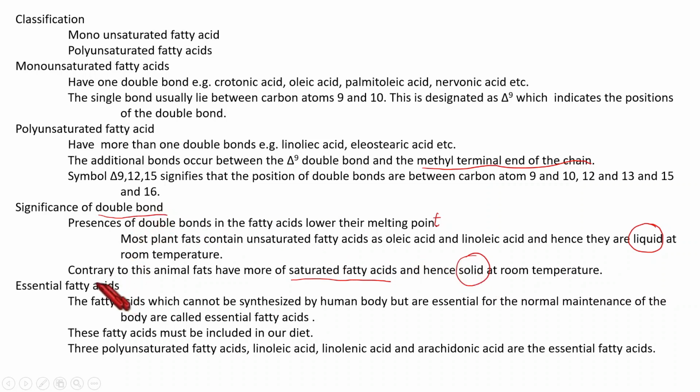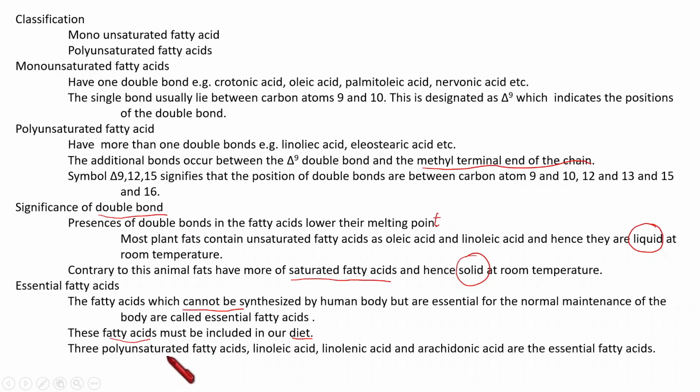Then two more terms we need to understand: what are essential fatty acids and what are non-essential fatty acids. Essential fatty acids are those fatty acids that cannot be synthesized by the human body. If the human body cannot synthesize them, what's the only other option? We need to supplement them through the diet. For the normal maintenance of the body, our food should include such types of fatty acids. So those are essential fatty acids.